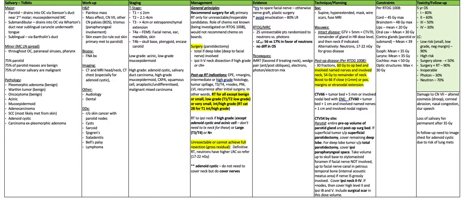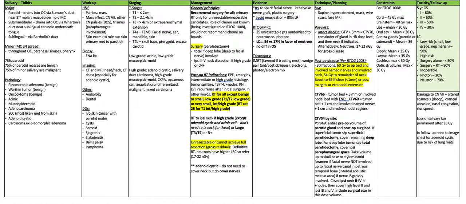Constraints per RTOG 1008: cord 45 gray max, brainstem 48 gray max, lips mean less than 20, oral cavity mean less than 30 gray. Contralateral glands, parotid or submandibular, mean should be less than 39 gray. Esophagus mean is less than 35 gray. Larynx mean less than 35 gray. Cochlea max less than 50. Optic structures max less than 30 gray.